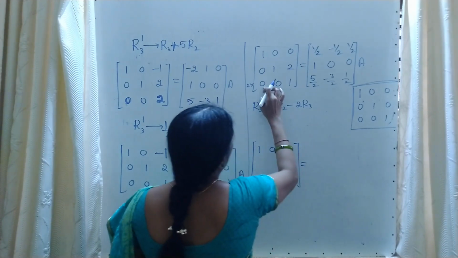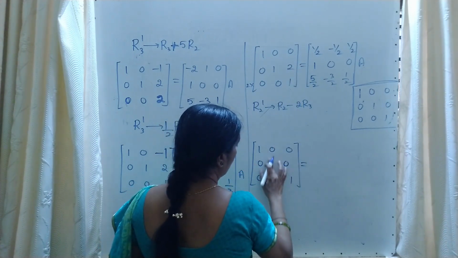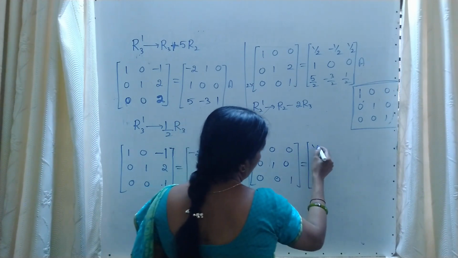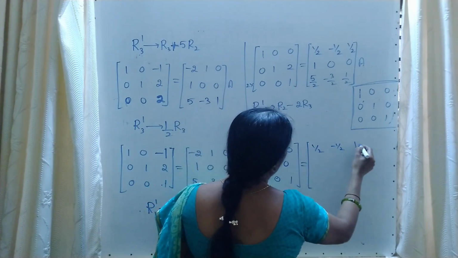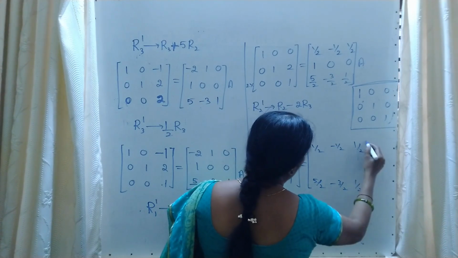Yes. Now this is 0, this is 1. 2 minus 2, 0. Whatever is there, that is for the right side. It is 1 by 2, minus 1 by 2, 1 by 2. Third row, 5 by 2, minus 3 by 2, 1 by 2.